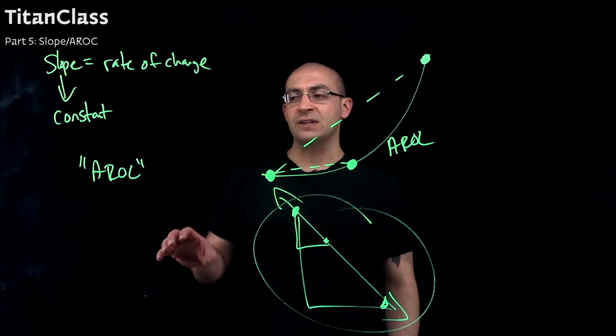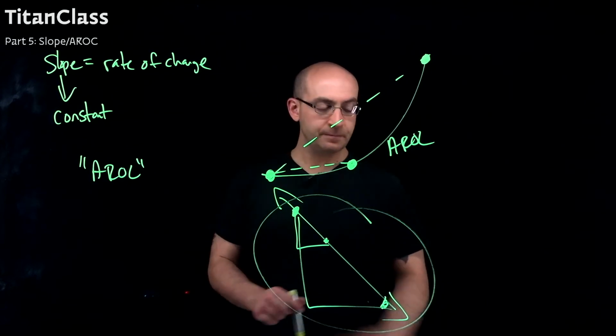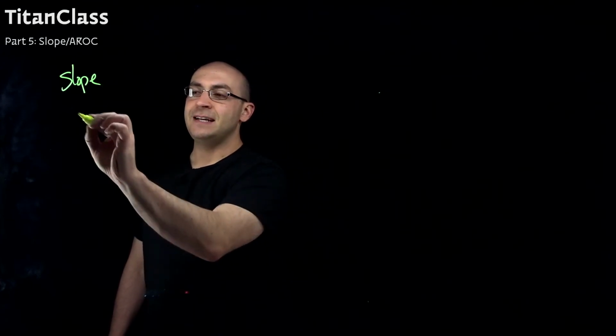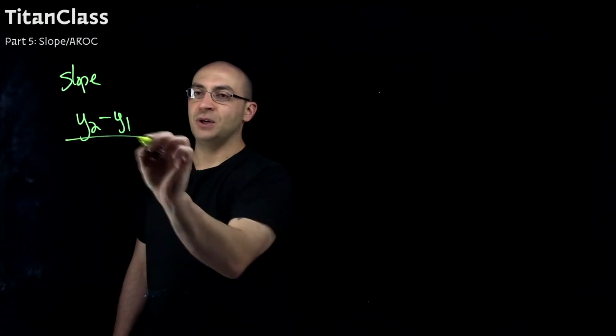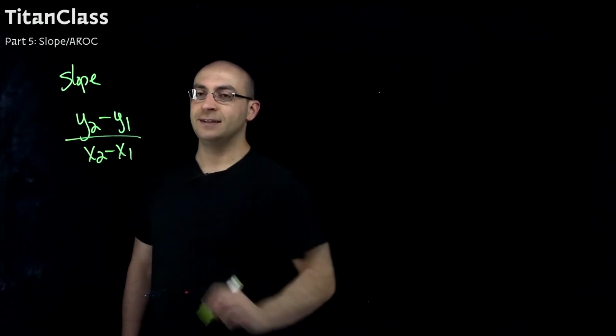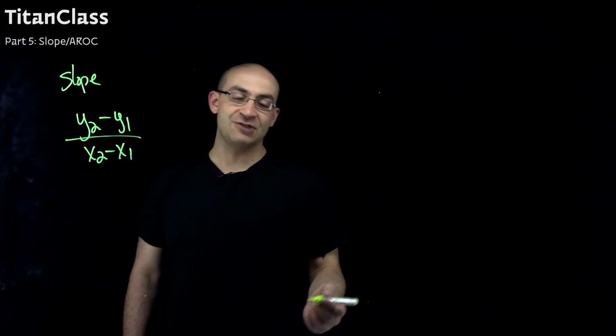So we're really going to focus on just finding slope in general. To find slope, we need a formula. And there's actually a really good one. The slope formula is y2 minus y1 over x2 minus x1. Now, what does that really mean? Well, let me demonstrate with an example.